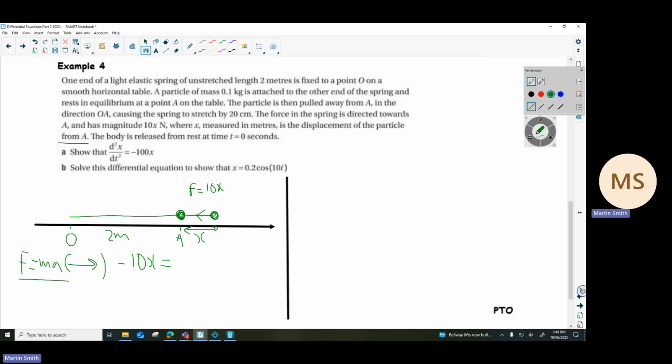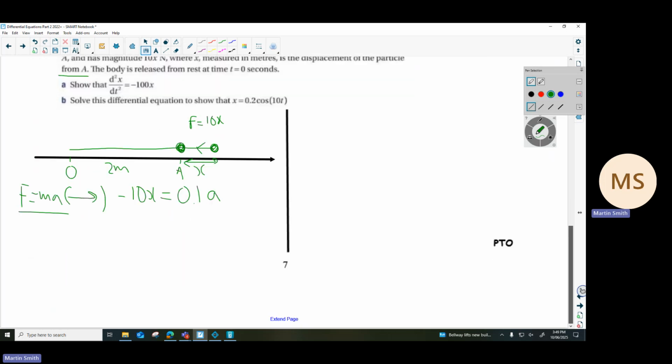This must be equal to its mass, which is 0.1 times its acceleration. That's what F equals ma gives you in this case. Now, I can rewrite this as this differential equation because a is d2x by dt squared. So minus 10x is 0.1 d2x by dt squared. If you divide both sides by 0.1, which is the same as multiplying by 10, and swap the sides over, you get d2x by dt squared is minus 100x. That's part A.